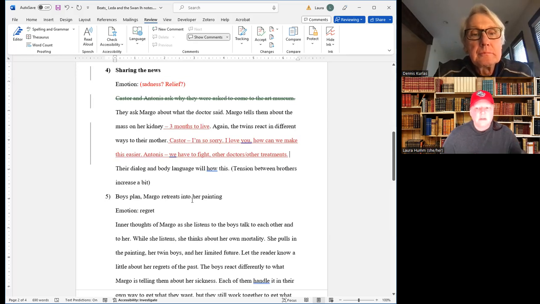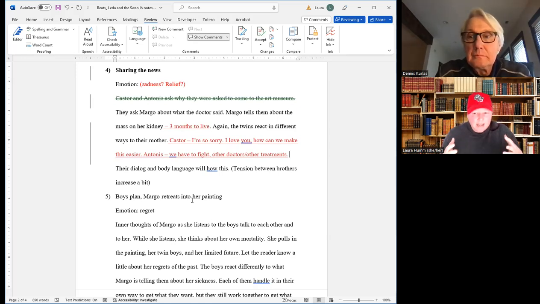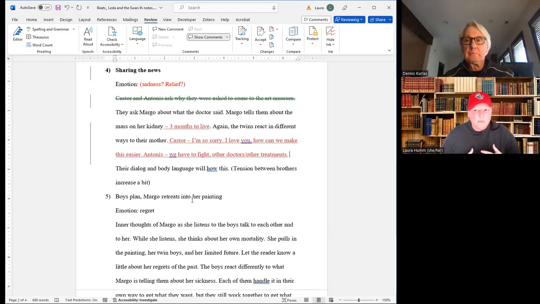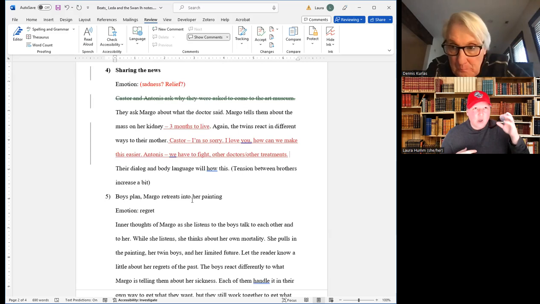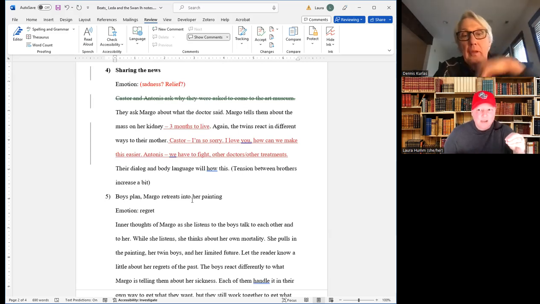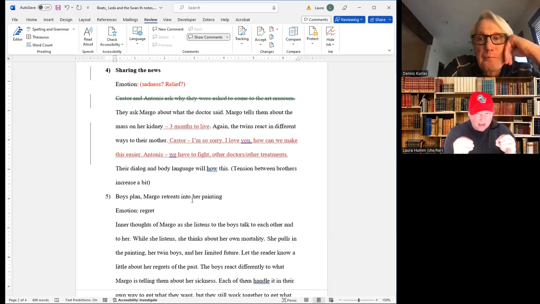Then they start making plans. Castor's like, well, you'll move in with me. Antonis is like, that's a great idea, but we need to take care of these other things. They start talking and she starts listening to them, but thinking about her own self. So you hear Castor make a plan and Antonis, is that how you're saying Antonis? Yep.